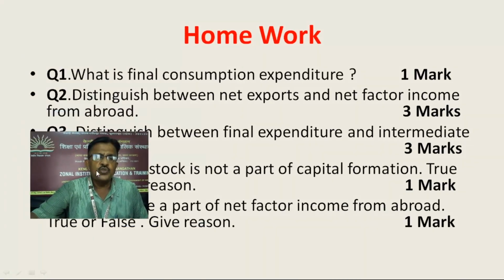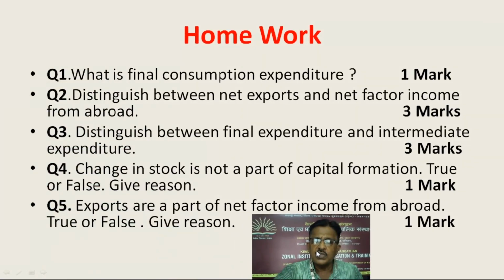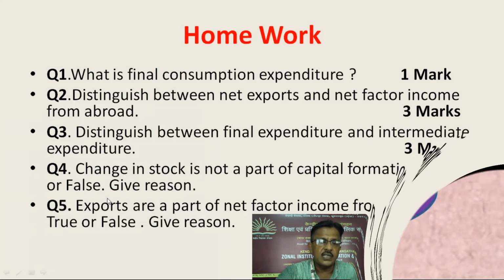Then as usual, some questions are here as homework. What is final consumption expenditure? Distinguish between net exports and net factor income from abroad. Distinguish between final expenditure and intermediate expenditure. Change in stock is not a part of capital formation: true or false? Give reason. Exports are a part of net factor income from abroad: true or false? Give reason. And I have mentioned here 1 mark, 3 marks and like this, because these are the patterns in which the questions are asked in the board exam.